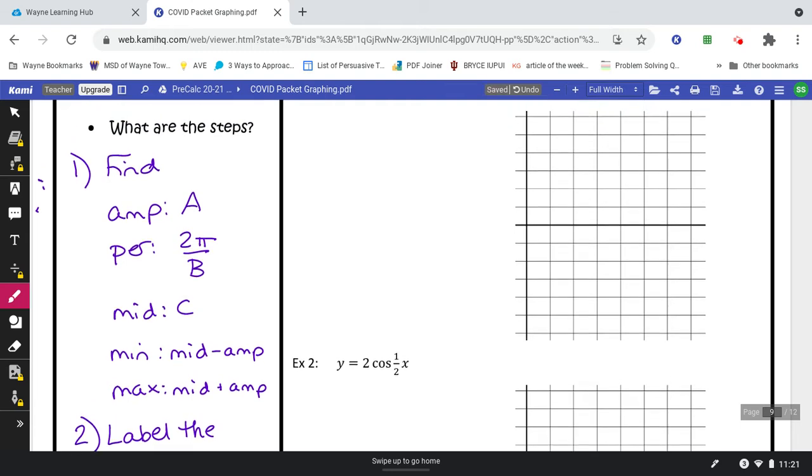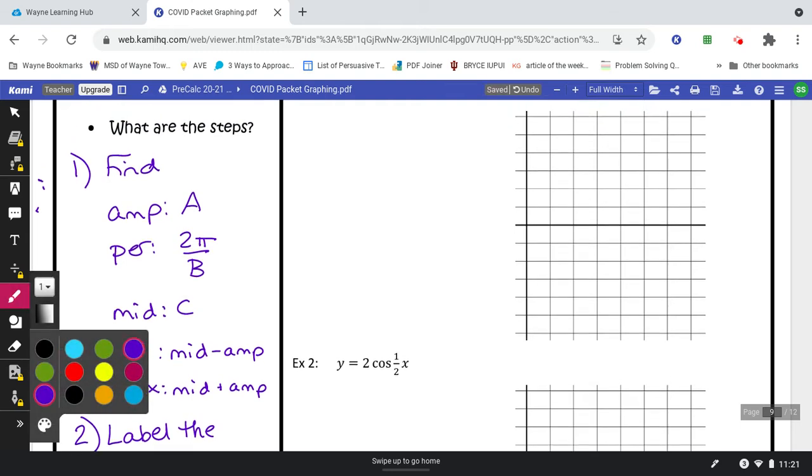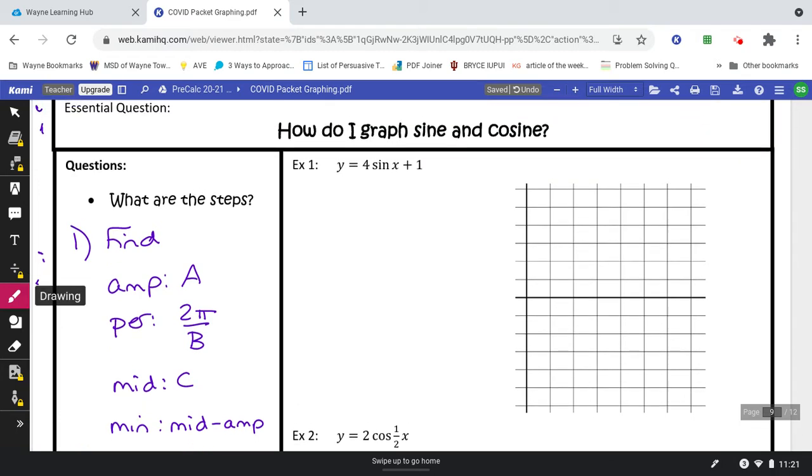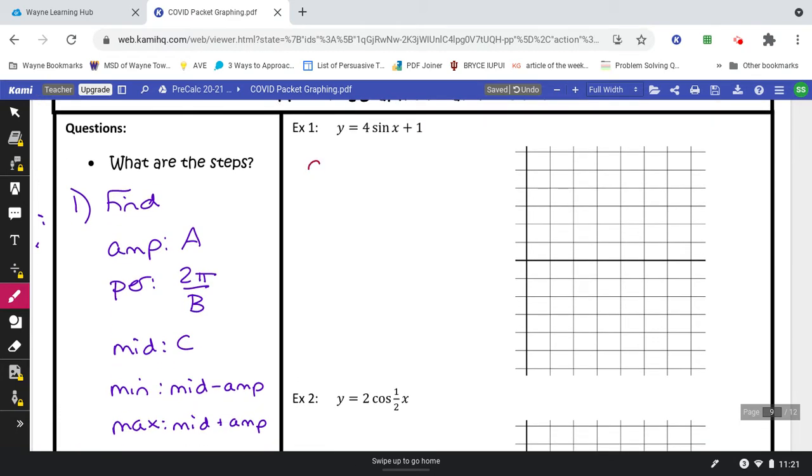All right, so for problem number 1, we have y equals 4 sine of x. Let's find all of our information. Our amplitude is 4. Period is 2 pi divided by the letter b, which in this case is 1. That'll give us an answer of 2 pi. Our midline is 1. And then for our minimum and maximum, we're going to take our midline and add 4 to it and subtract 4 from it. So 1 minus 4 is negative 3. 1 plus 4 is 5.